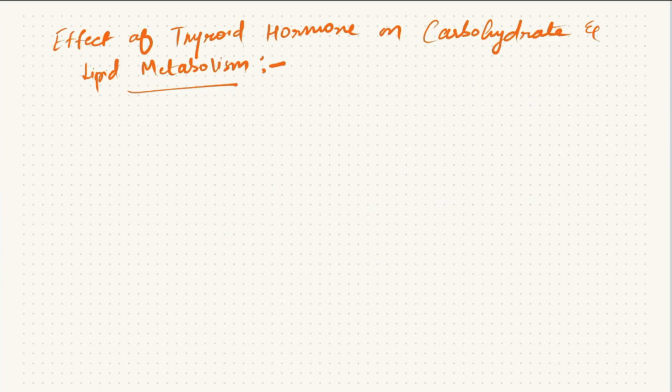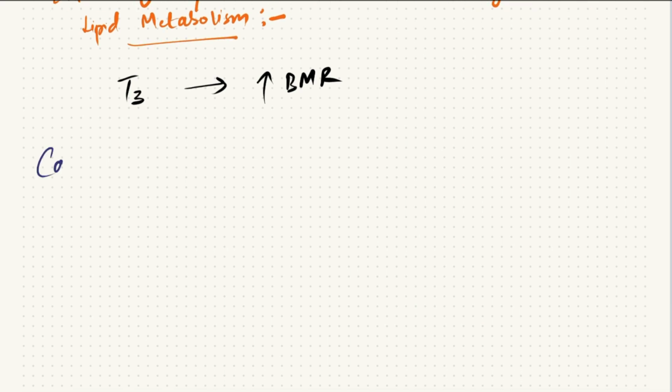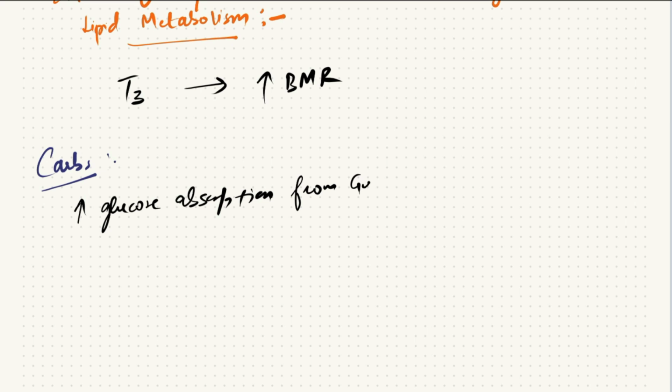And now the effect of thyroid hormone on carbohydrate and lipid metabolism. The thyroid hormones, especially T3, are metabolic accelerators. That is, they increase the BMR, which means every cell in the body becomes more metabolically active, including those handling glucose and fat. So what happens in carbohydrate metabolism? The thyroid hormone enhances glucose absorption from the gut.